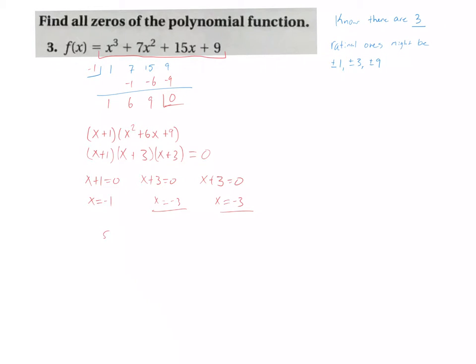So my solution set is going to be negative 3 and negative 1. Those are all the zeros of the function. Just this one here has a multiplicity of 2, giving me all 3 that we talked about earlier.